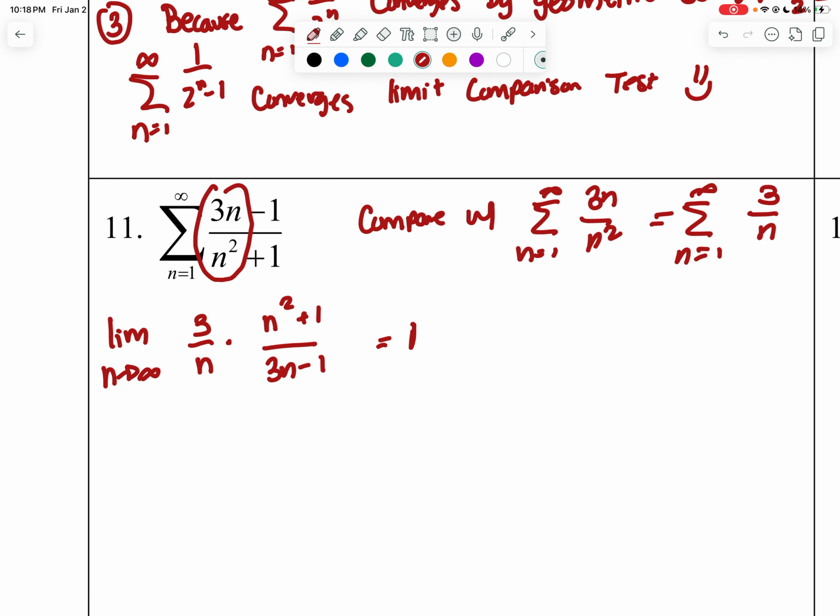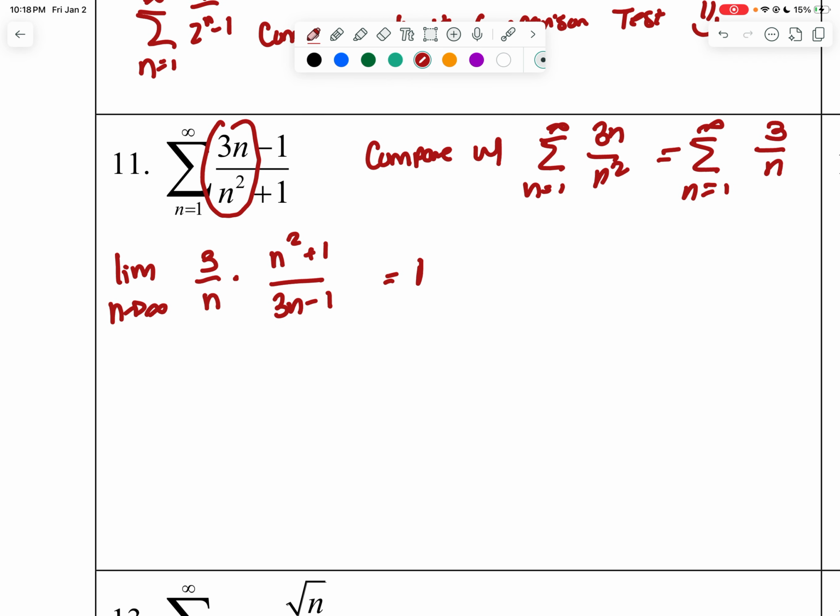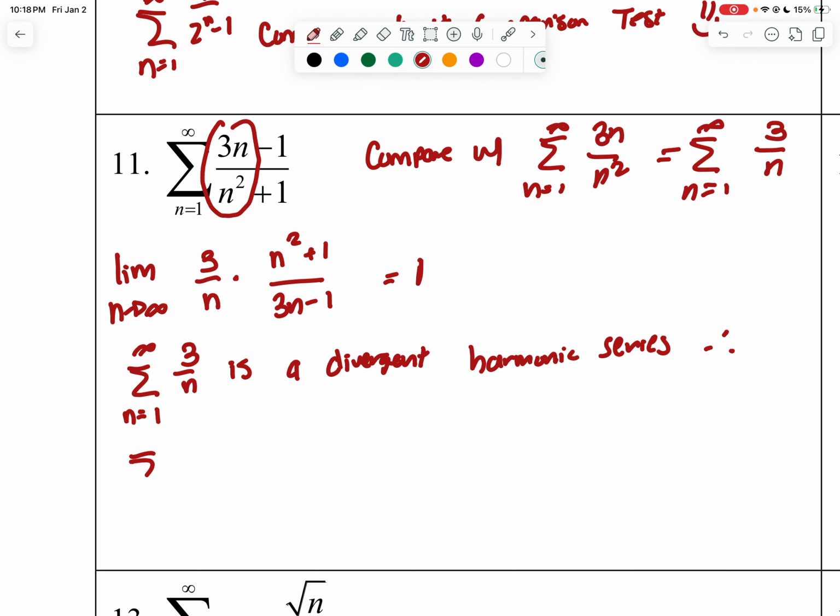Okay, so because we know that the limit is between 0 and infinity, aka it's some number that's not 0, and it's some number that's not infinity, then we could just verify that the series that we compared it with, in this case 3 over n, is a divergent harmonic series. Therefore, my original series also diverges by the limit comparison test.